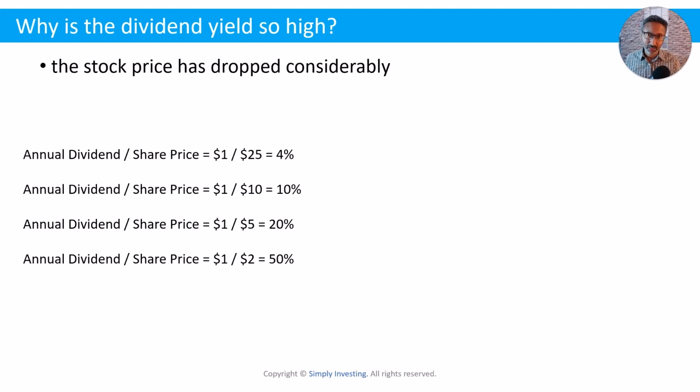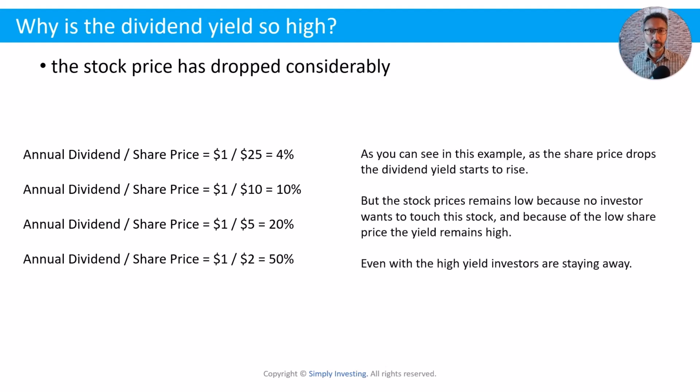Now, this is just an example, but I want to highlight what's happening to the numbers here. So the dividend is $1. The share price is now $2. That's a 50% dividend yield. Very high. As you can see in this example, the share price has come down.